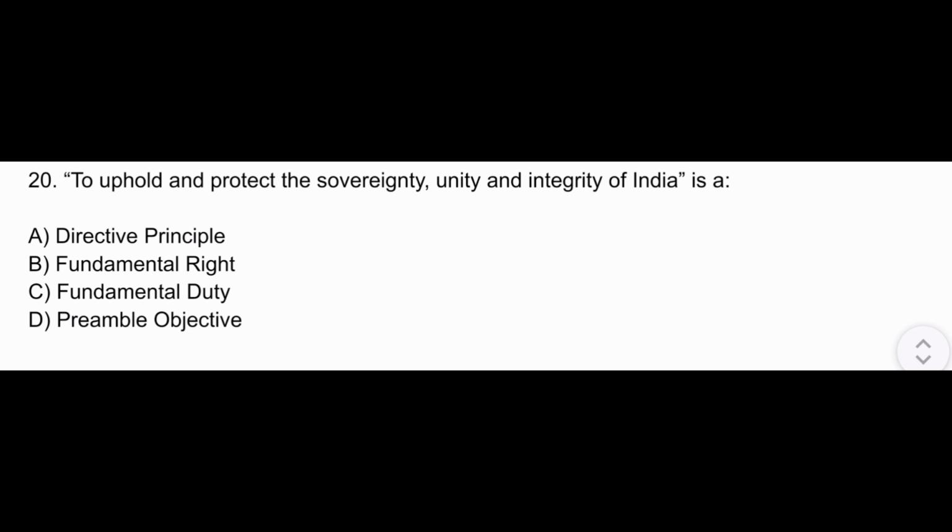The next question: to uphold and protect the sovereignty, unity and integrity of India is the option A, directive principle, option B, fundamental right, option C, fundamental duty, option D, preamble, objective.